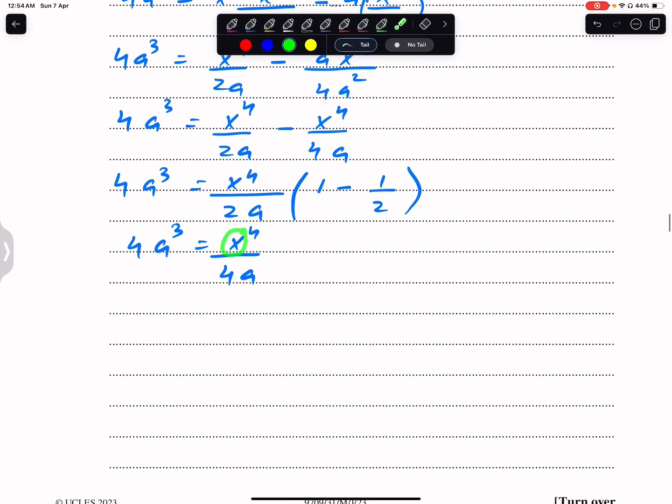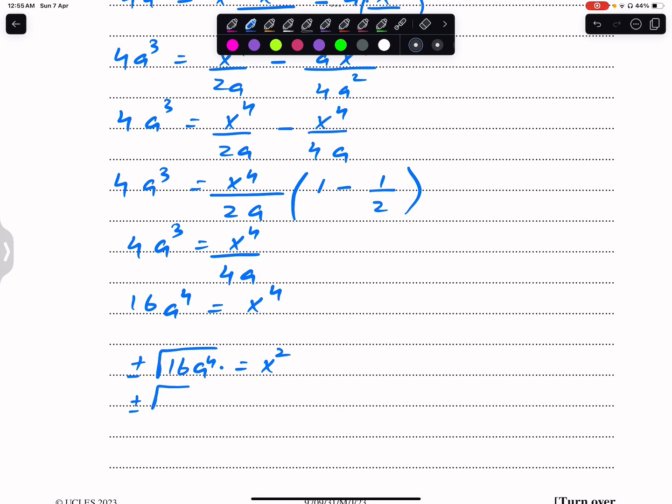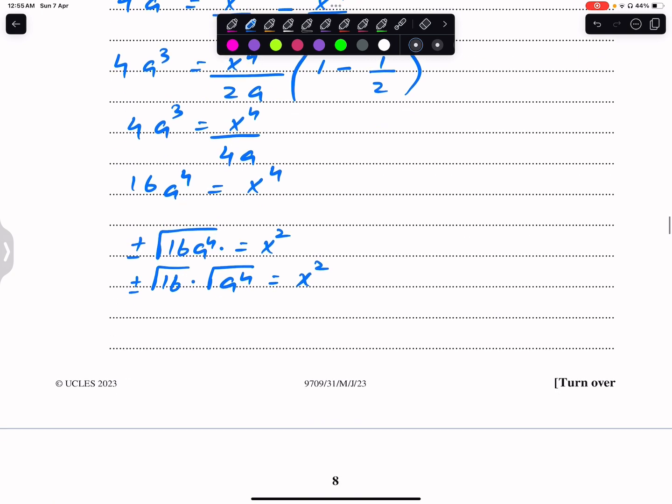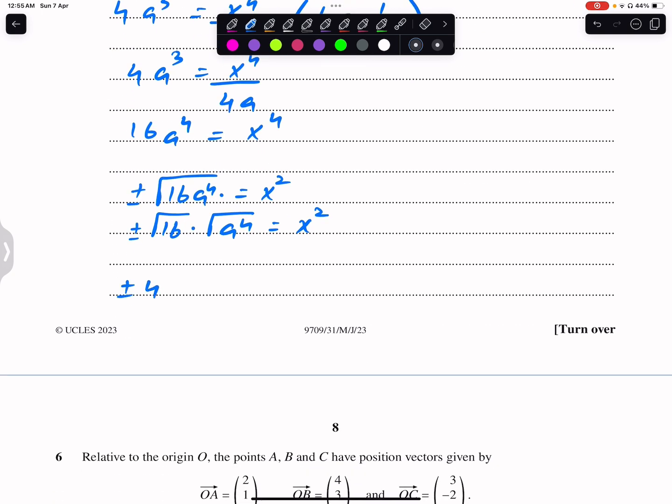We are actually interested in x, okay? So this will become 16a4 is equal to x4, and now take the square root on both sides. So you will have 16a4 whole square root, but we can separate square roots or any root. If the things are multiplied, you can separate the square root on each and every thing. So we can write it as this. So this will become 4 times a square is equal to x square.